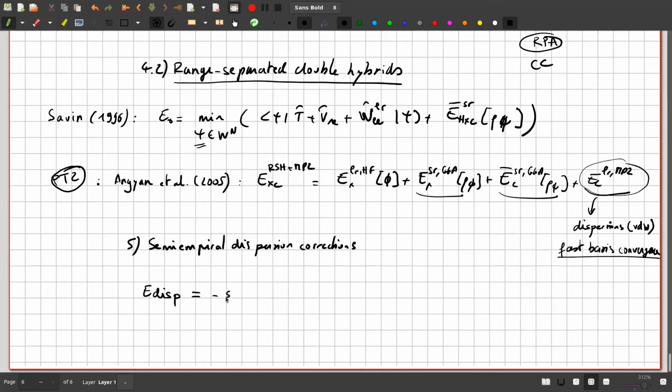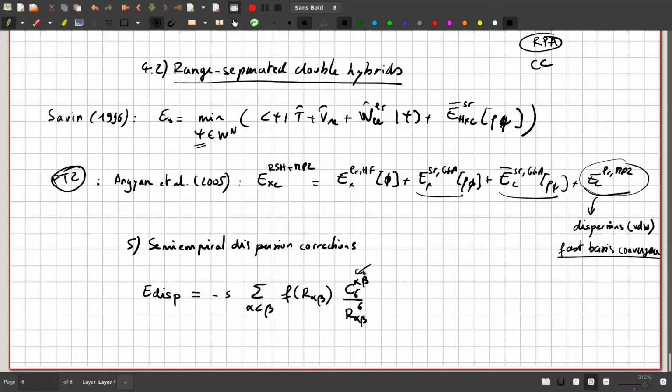You have an empirical constant to adjust to any functional, and then you sum over the pairs of atoms in your system, alpha, beta. Then you have what is called a damping function, depending on the distance between atom alpha and atom beta. Then you have the London dispersion coefficient, C6, for the atom pairs alpha beta of your system, and then you divide by the distance between the atoms to the power 6. So that's the dispersion interactions. The C6 comes from tabulated data, or sometimes they can be calculated in different ways.